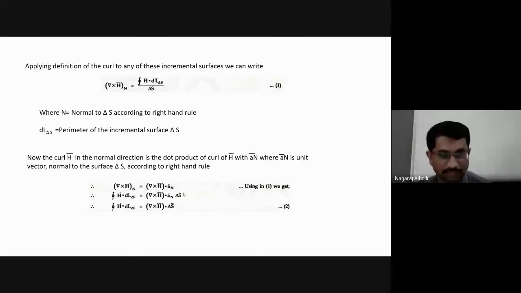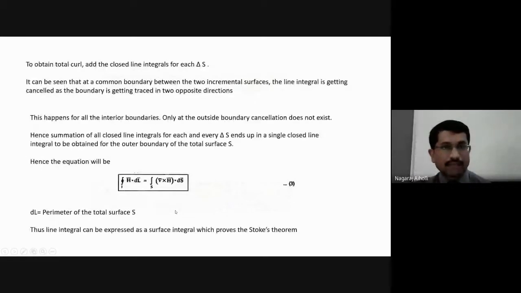Therefore, here the equation will be simply del cross H bar dot delta S bar. To obtain the total curl, what we have to do? We have to add the closed line integrals for each delta S. We have to add all the closed line integrals to obtain the total curl. It can be seen that that's what I told at the beginning.